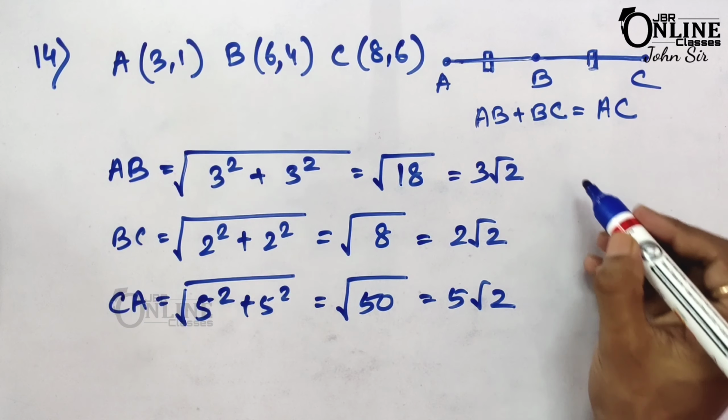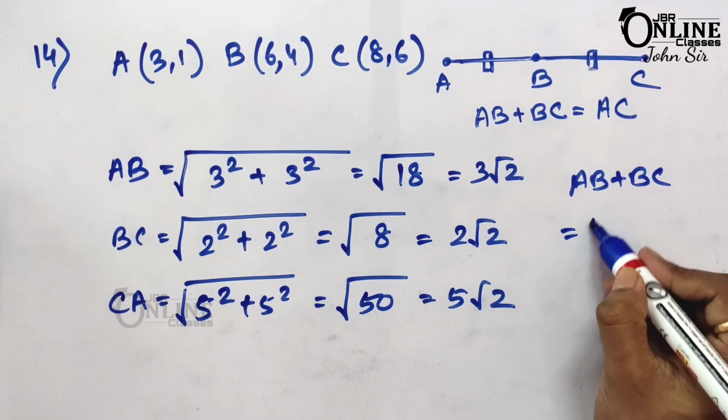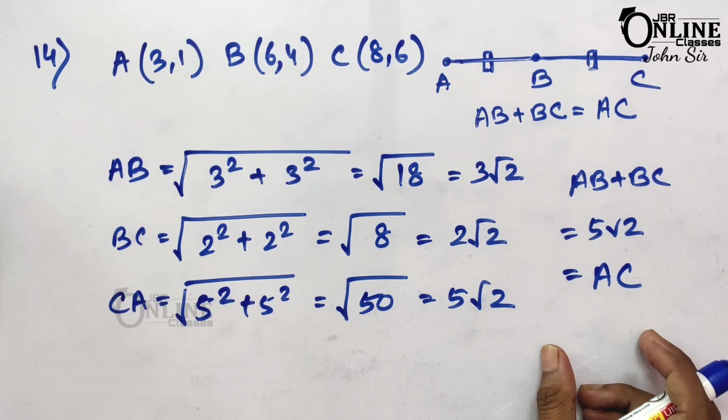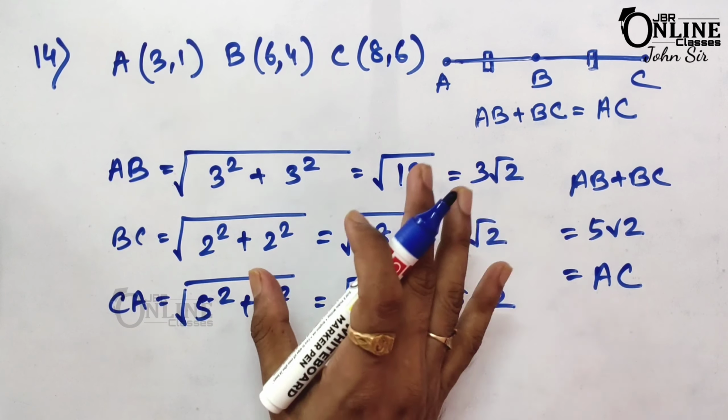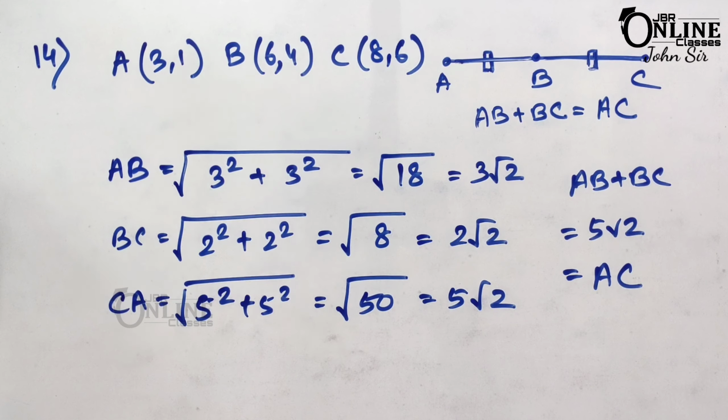Okay, now if you add AB plus BC, that equals 3 root 2 plus 2 root 2, that means 5 root 2, and that equals AC. So that means A, B and C are collinear points.